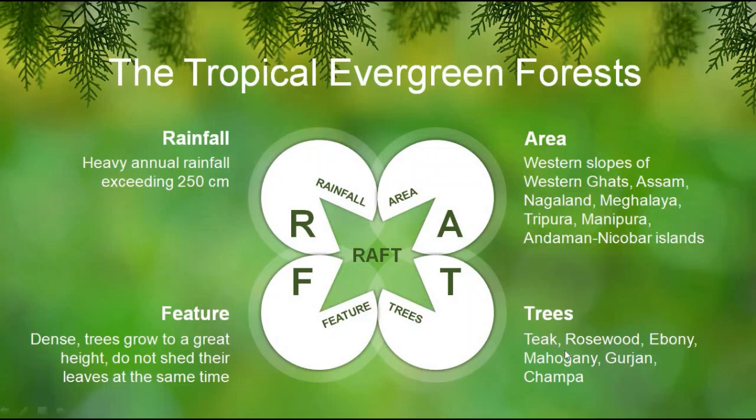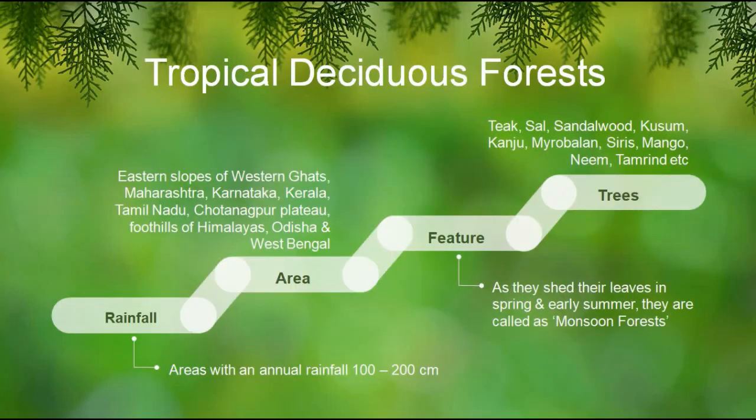And the trees. Which trees are found here? Teak, rosewood, ebony, mahogany, gurjan, champa. So these are some trees found in this evergreen forest. So this is about the evergreen forest. Let us move to the next one, the tropical deciduous forest.